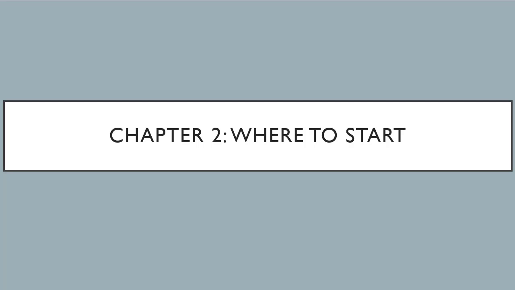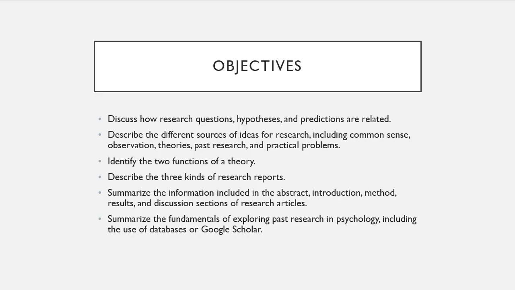Here in Chapter 2, we're going to take a look at where to start. One of the hardest problems that people have is how do you actually start doing research? There's a lot of research out there, and if you don't come at it from an organized perspective, you're going to have a really difficult time putting it all together and organizing. So let's take a look at some of the objectives that we have for this chapter, and we'll dive right into how we start doing research.